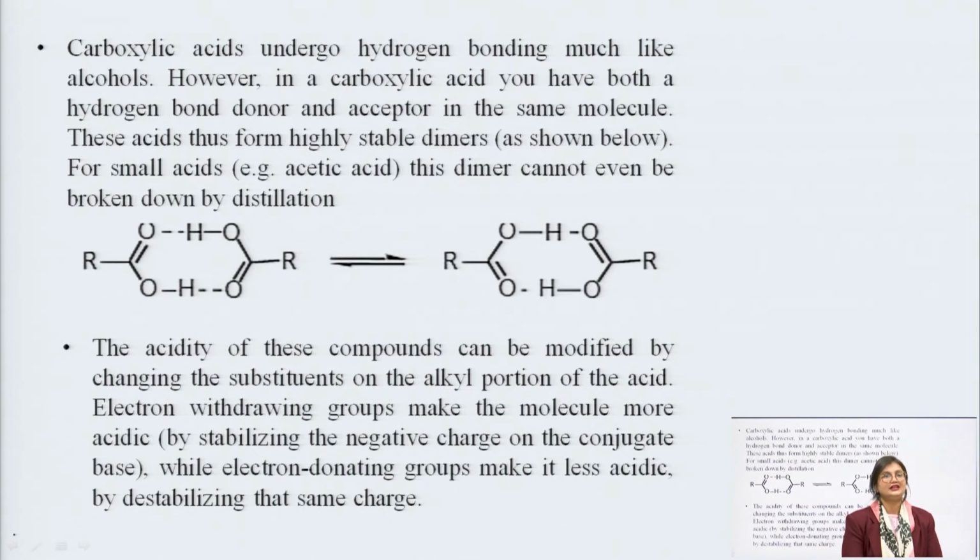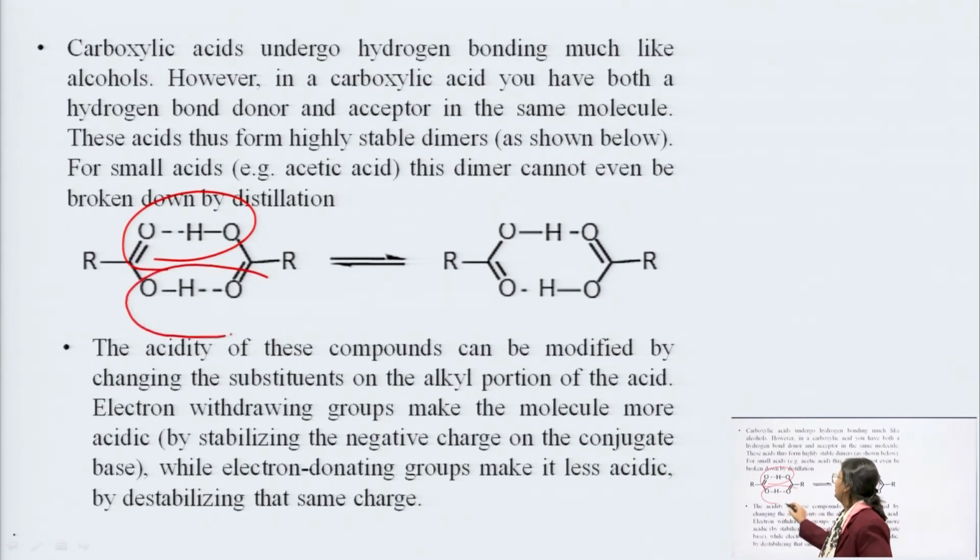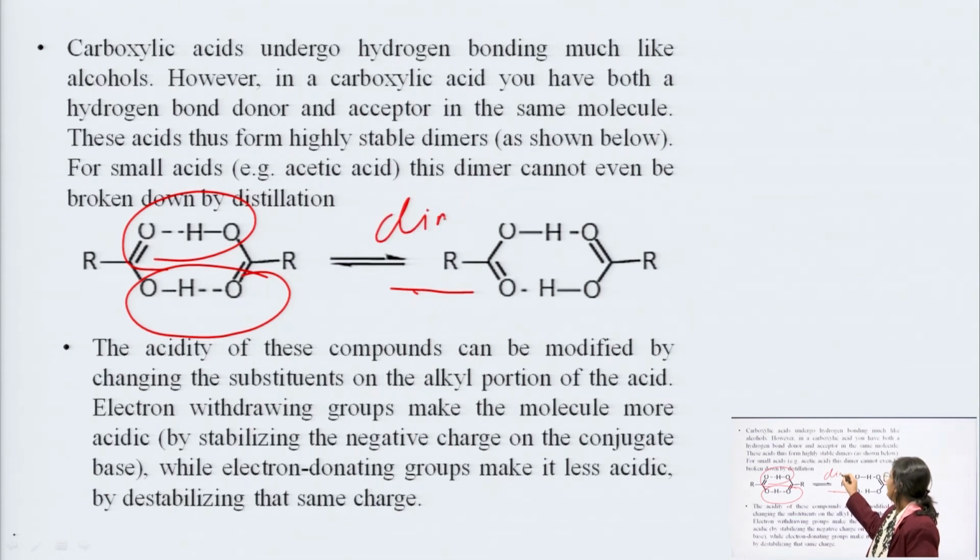Next, carboxylic acids undergo hydrogen bonding much like alcohols. However, in carboxylic acids you have both a hydrogen bond donor and a hydrogen bond acceptor in the same molecule. These acids thus form highly stable dimers, as we can see below. So, one of them is a hydrogen bond acceptor and one is a hydrogen bond donor. Thus, a stable dimer is obtained.